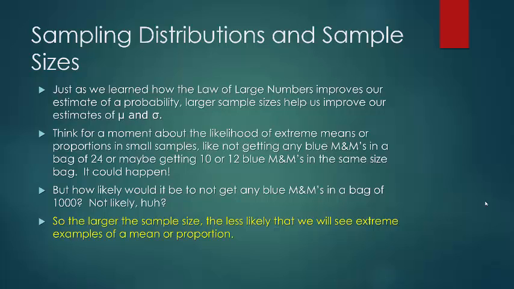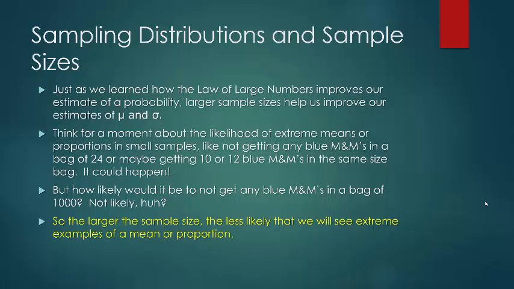Just as we learned how the law of large numbers improves our estimate of our probability, a larger sample size helps us improve our estimates of mu and sigma. Think for a moment about the likelihood of extreme means or proportions in small samples, like not getting any blues in the M&Ms, or getting 24 or more. Now think about that. If we had a really large Costco size bag where it had thousands of them, would you expect to have about 24% of the blues in there? If you looked at lots and lots of those bags, it'd be very unlikely that you would have 0 blues or that they would all be blues. It would be closer to what M&Ms truly said the proportion of blues would be. Okay, so the larger the bag of M&Ms, the more likely that we would have their true proportion.